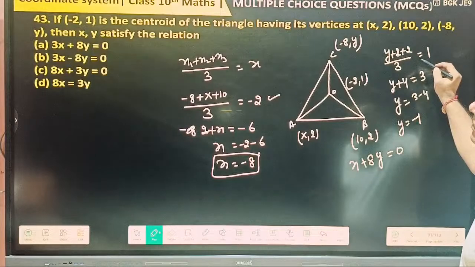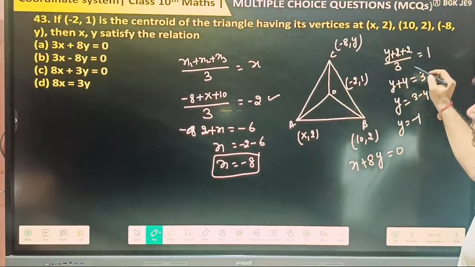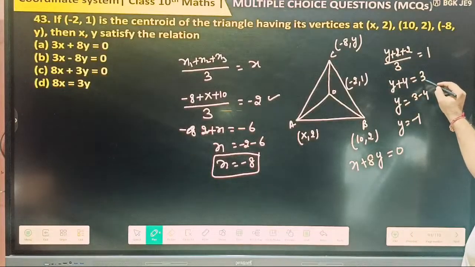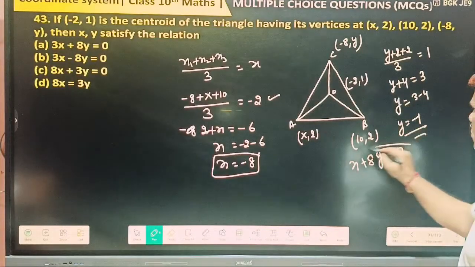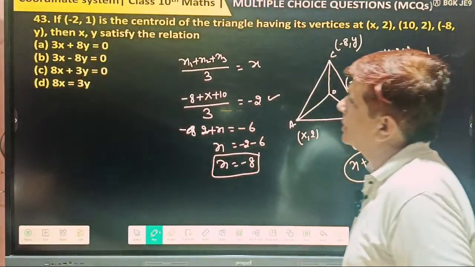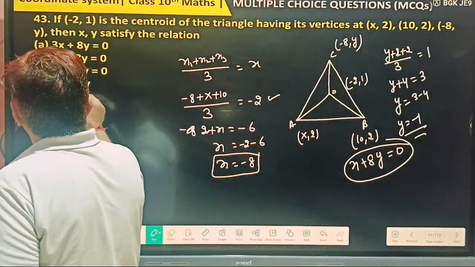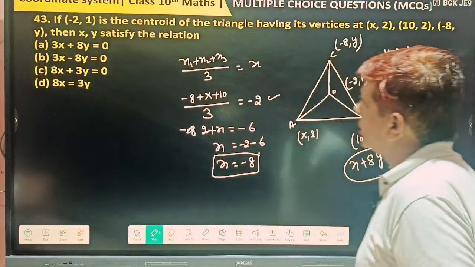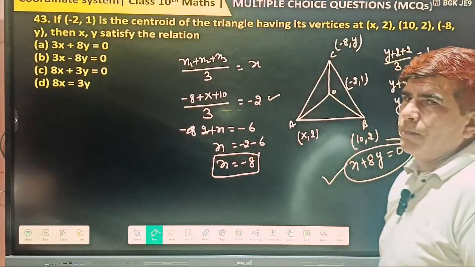Whose coordinates are minus 2 and 1? So look, one time, y plus 4 equal to 3, y equal to 3 minus 4, this is equal to 6. So this is its answer, x plus 8y. Here 3y is given. What's given? 3y is given. So that's not its answer. According to me, its answer is this.